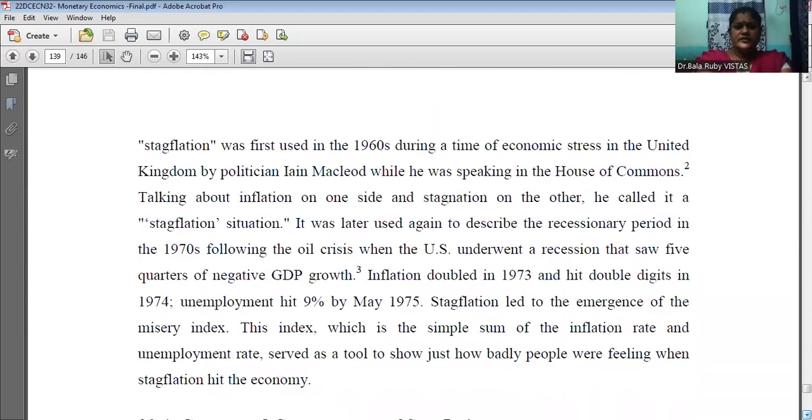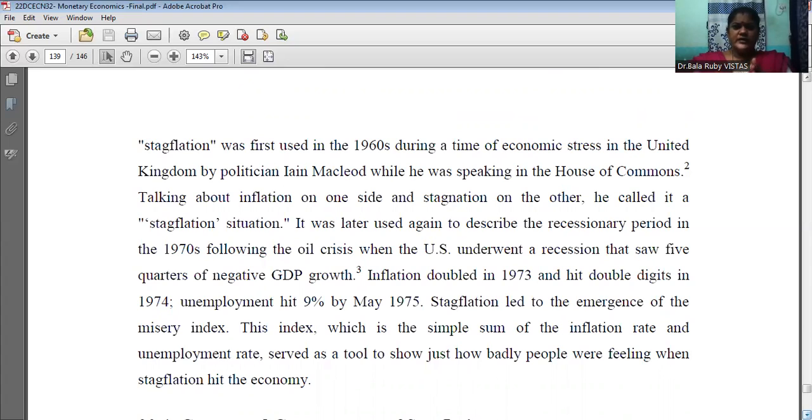The term stagflation was first introduced during the 1960s, during a time of economic stress in the United Kingdom. A political leader, speaking in the House of Commons, talked about inflation on one side and stagnation on the other side, and he called it a stagflation situation.